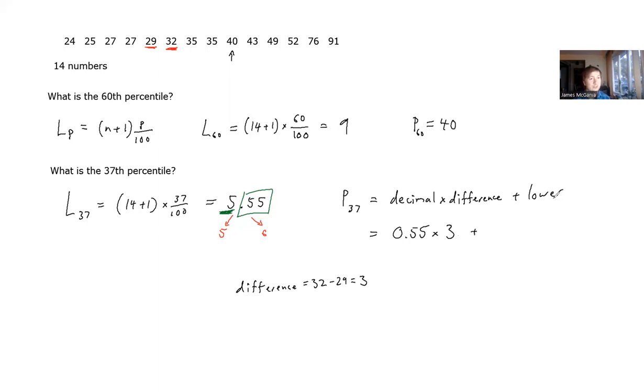What do I mean by the lower? I just mean the lower of the two numbers I got, the 29 plus the 32. I'm talking about the 29, right? So I'm going to do 0.55 times 3. All right, so that's going to be 1.65. And then plus 29 is going to get me 30.65. And that's going to be my final answer.